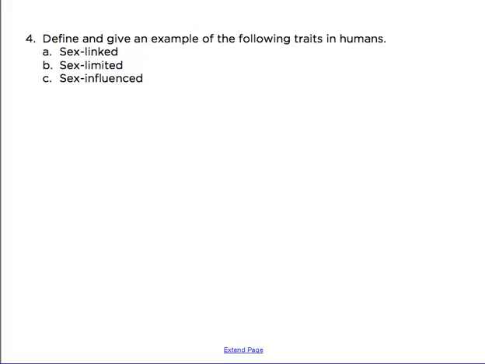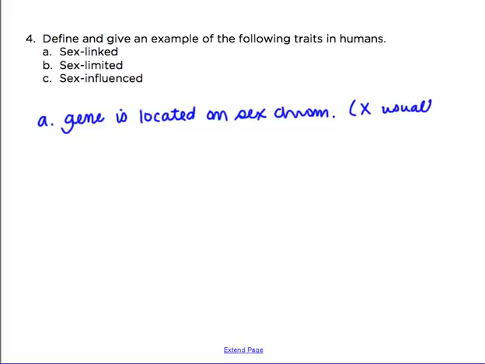Question 4. Define and give an example of the following traits in humans. So sex-linked is when the gene is located on a sex chromosome. Now in humans, the traits that we normally talk about are usually X-linked, although the Y chromosome does have genes, so there could definitely be Y-linked genes. So we'll say X usually.